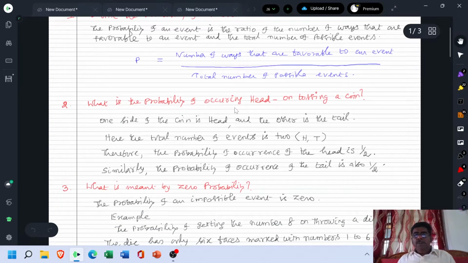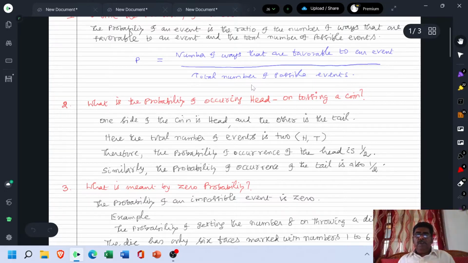What is the probability of occurring head on tossing a coin? We know that one side of the coin is head and the other side is tail. Hence the total number of events is 2, one head and one tail. If you want to expect a head, the number of ways that are favorable to an event is 1. That means the probability of getting a head is 1 by 2. Similarly, the probability of occurrence of the tail is also 1 by 2.